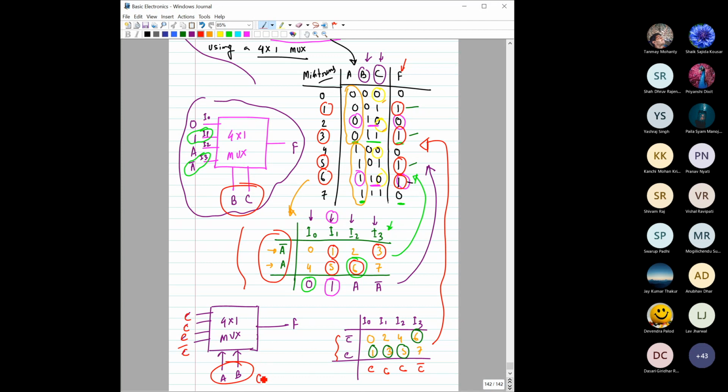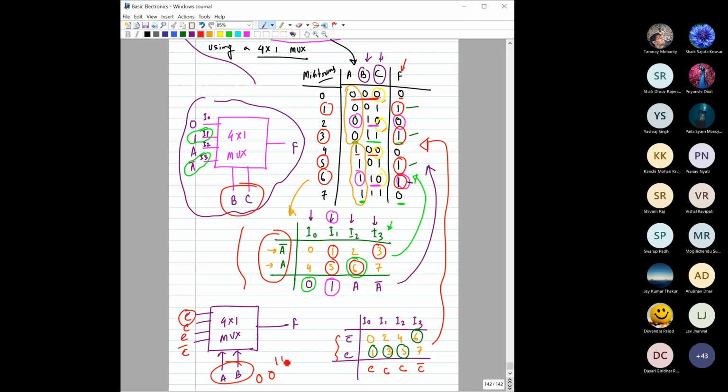For example, put the value of AB equal to 0 0. When AB equal to 0 0, C should be selected. So you can see from here when AB equal to 0 0, C is 0, so that 0 is coming. Again, AB is 0 0, C is 0, the output is 0.